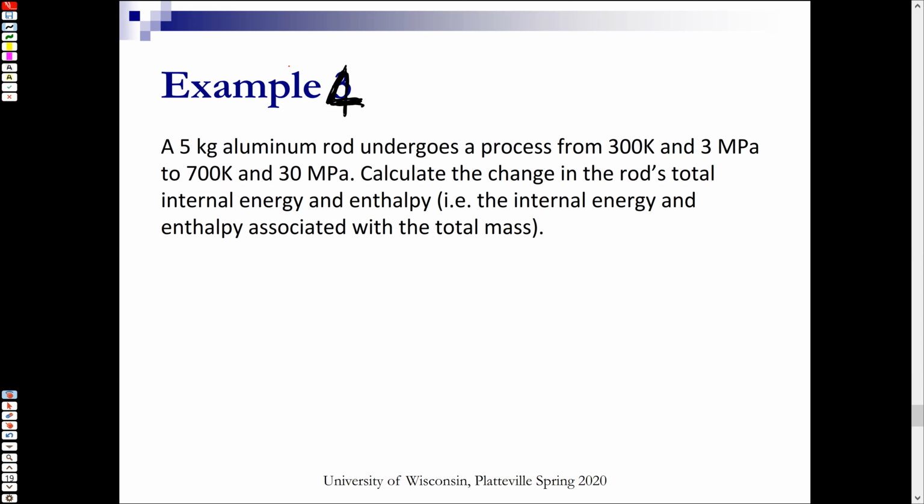But what do we want to solve here? A 5 kilogram aluminum rod undergoes a process from 300 Kelvin and 3 megapascal to 700 Kelvin and 30 megapascal. Calculate the change in the rod's total internal energy and enthalpy, the internal energy and enthalpy associated with the total mass we mean. All right, again, please pause your video and give yourself 10 minutes to solve this problem. After you solve the problem, return back to watch how I solve the problem, okay?